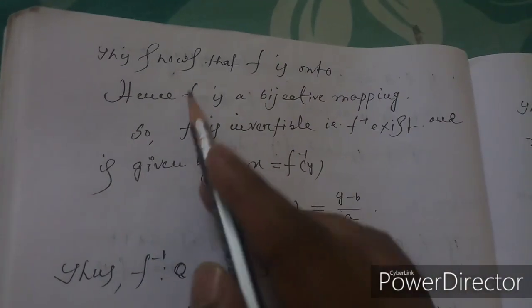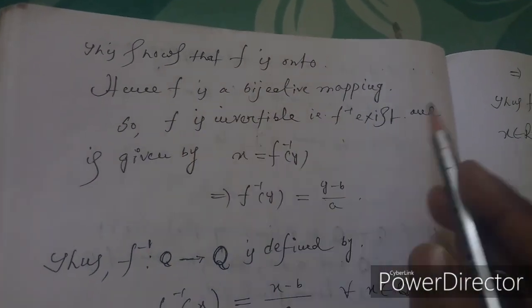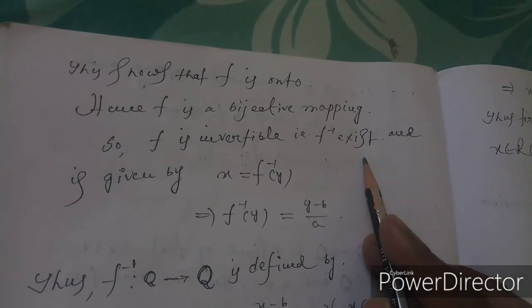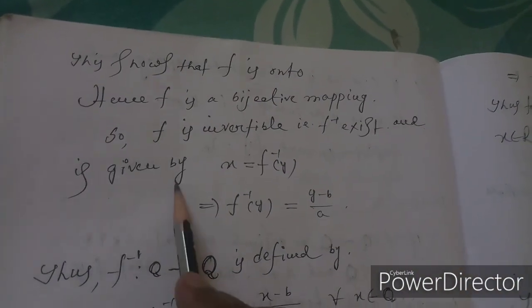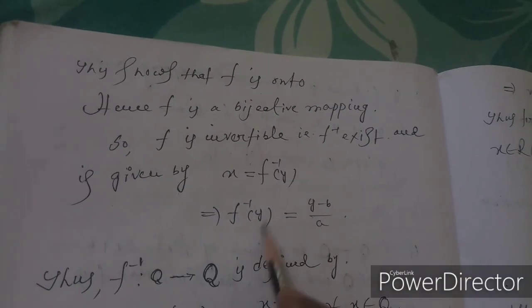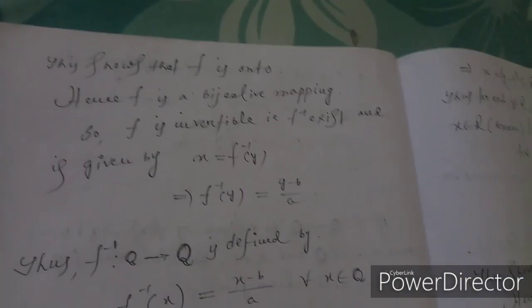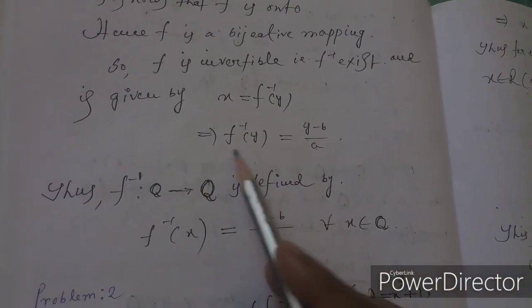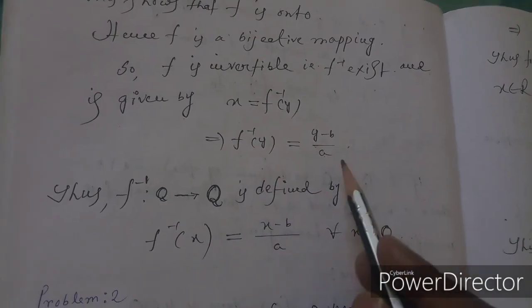And since f is bijective, it is invertible, that is f inverse exists and is given by x equal to f inverse of y. So now f inverse y equals x, and what is the value of x? See, the value of x is y minus b by a. Put it here. So f inverse y equals y minus b by a.